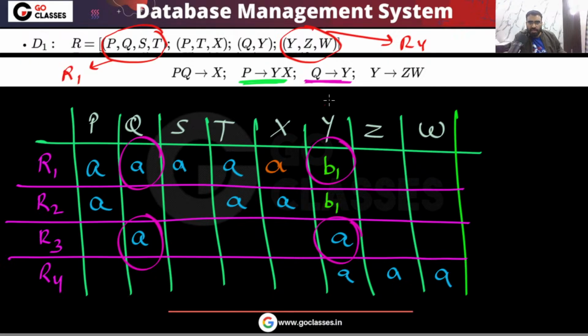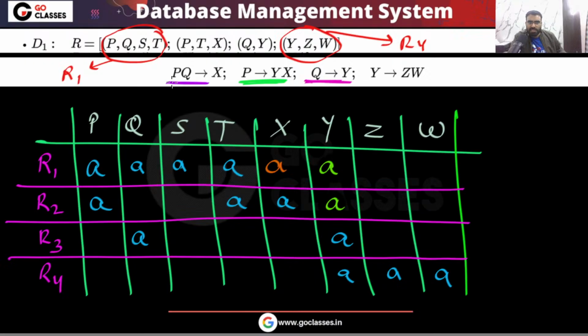Now you can see Q determining Y. It means whenever two tuples have the same Q value, they must have the same Y value. You can see these two tuples have the same Q value, so they must have the same Y value. So B1 is equal to A. So I can replace B1 with A. I can replace this B1, and I can put value A. Okay, like this. Very simple. Now let's see the next.